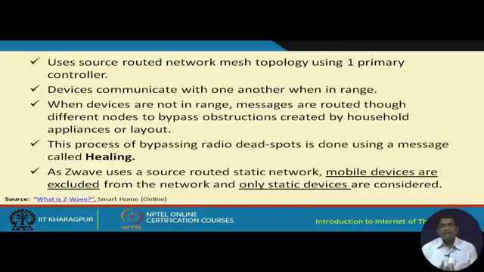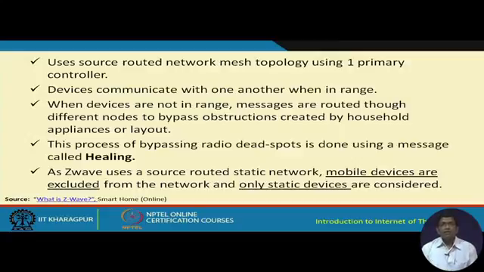Z-Wave uses mesh topology and it also uses source routing. Source routing means that even before the packet is sent, the entire route is encoded or embedded before the packet is sent forward. The entire route is known to the source and is given to the packet. So, the packet will know how it will traverse through the entire network until it reaches the intended destination.